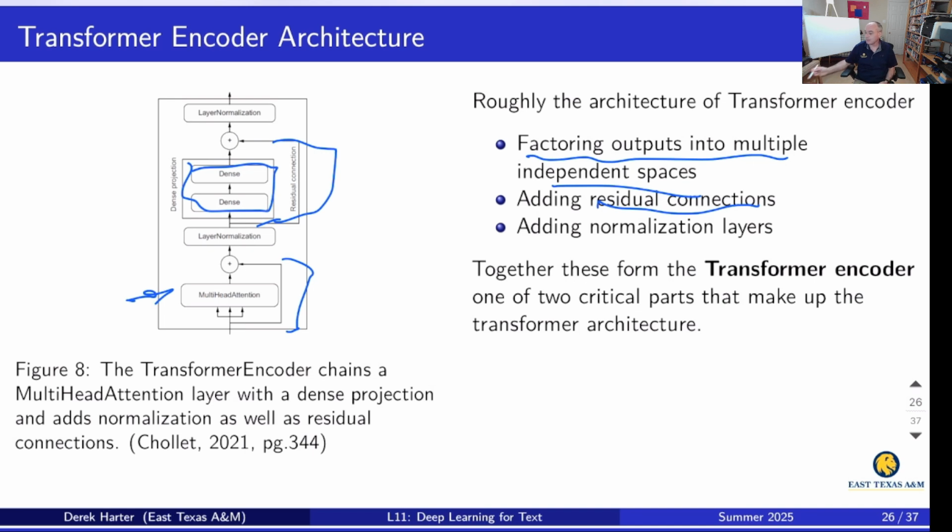And then finally, we talked a little bit about normalization layers previously in this class. It's important to normalize inputs before you train with them, but it can also be found that normalizing the outputs of layers can help. It's thought that this helps, again, with the vanishing gradients problem. So in particular, there are normalization layers after the result from the self-attention and after the result of these dense layers that are factoring the outputs here.